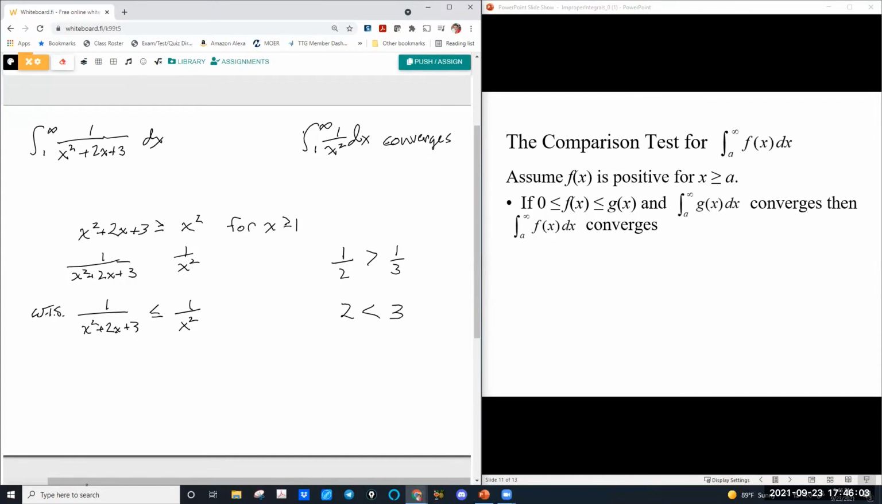When you flip the two sides of an inequality, it flips the inequality. We have now what we want to show. All right. And so now we can say the integral from 1 to infinity of 1 over x squared plus 2x plus 3 dx converges by the comparison test.